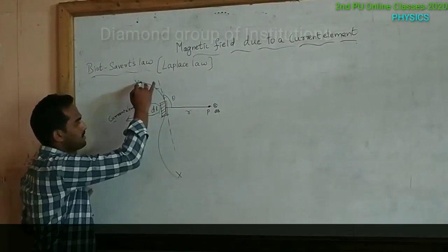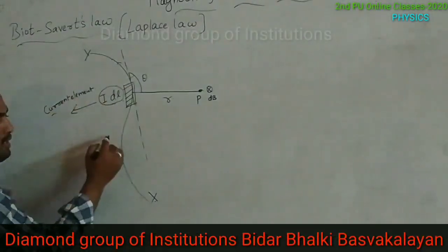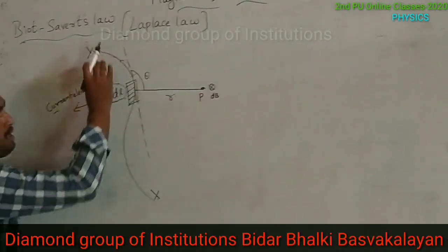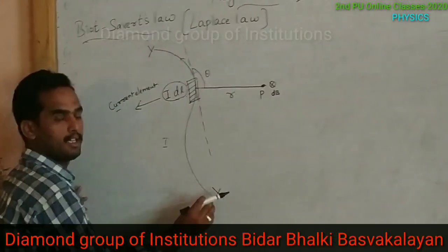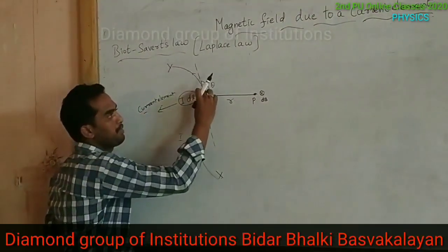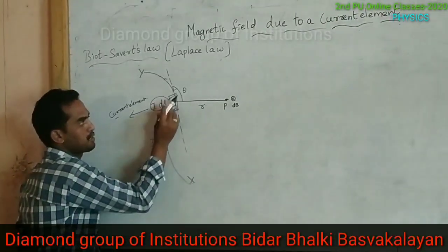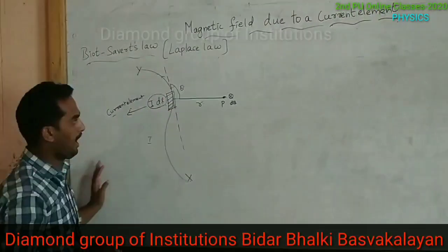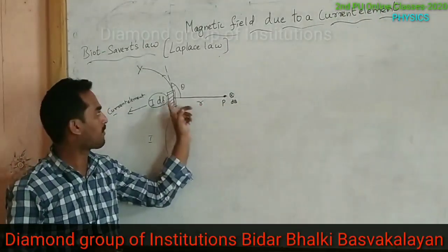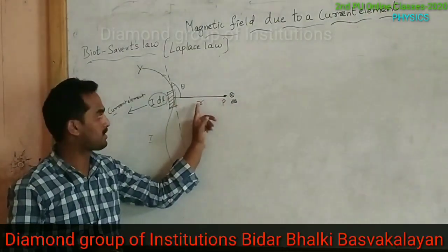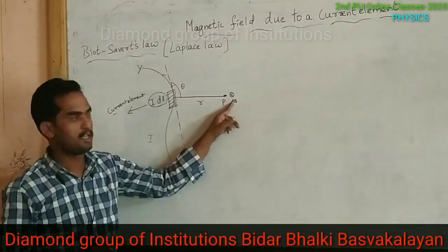Let us consider a conductor XY, and the current passing through it is I. In that conductor of length L, we have chosen a small portion of the total conductor. That is called the current element, the product of current and small length, I into dl. And we keep a point P at a distance R from this current element. At that point we are going to calculate the magnetic field due to this current.